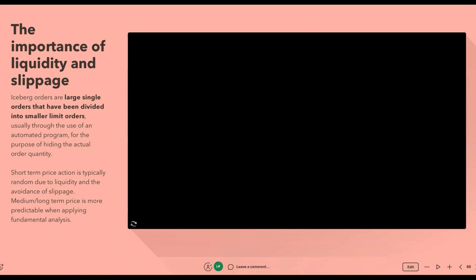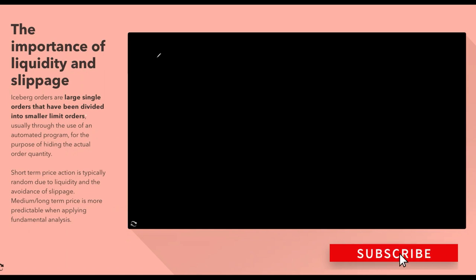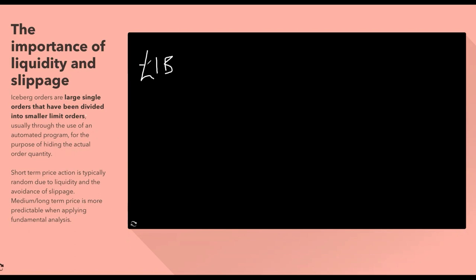The reason why you need this is, it's a must. You must understand this, the importance of liquidity and slippage. Iceberg orders are large single orders that have been divided into smaller limit orders. Let's say, for example, a bank wants to trade £1 billion worth of pounds. They can't just press buy, because there might not be enough liquidity in the market.